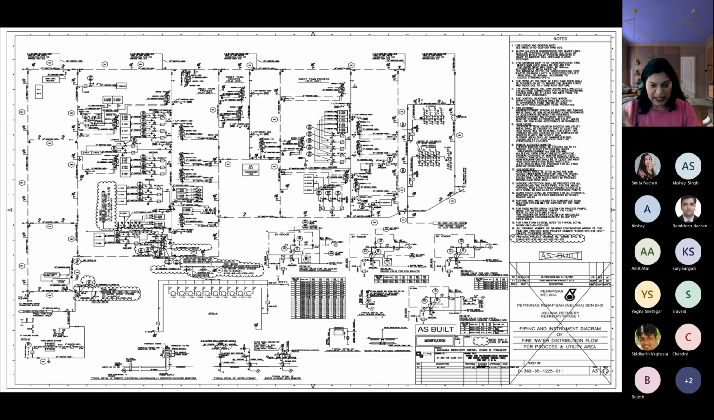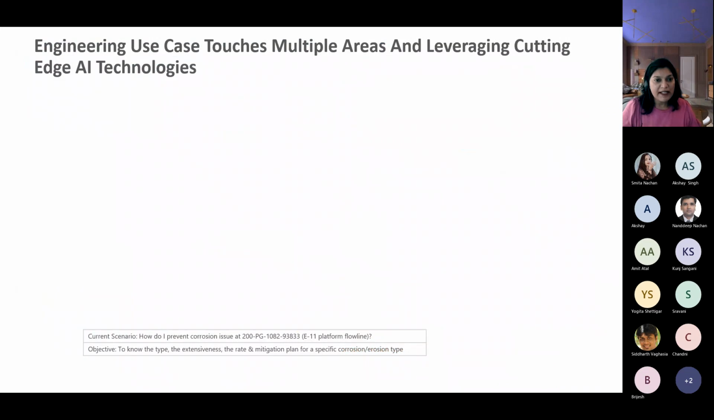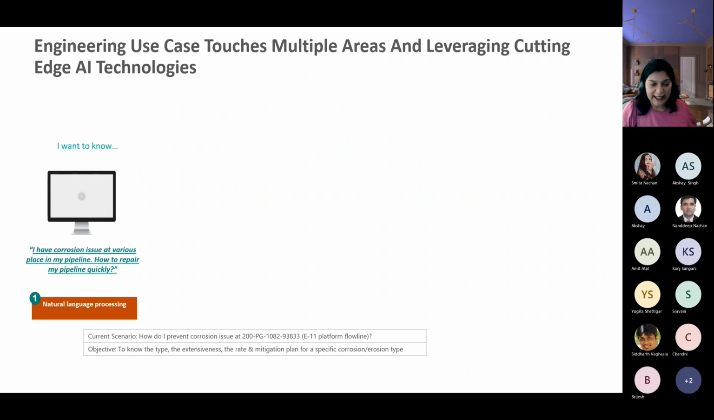So these kinds of linkages between my data need to be made available to me for me to be able to understand it, right? Typically in a diagram like this, or in unstructured text, I should be able to know who the actors are, what actions they take, and what the other related entities and actors are. So when we talk of engineering use cases, it touches multiple areas and leverages cutting edge AI technologies.